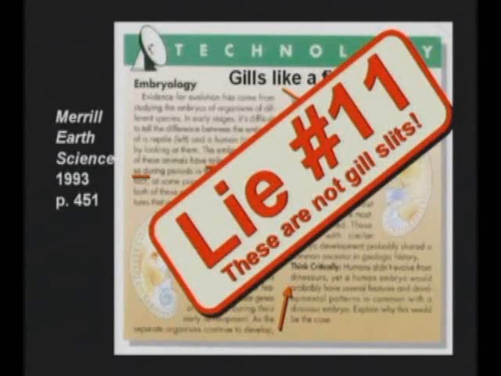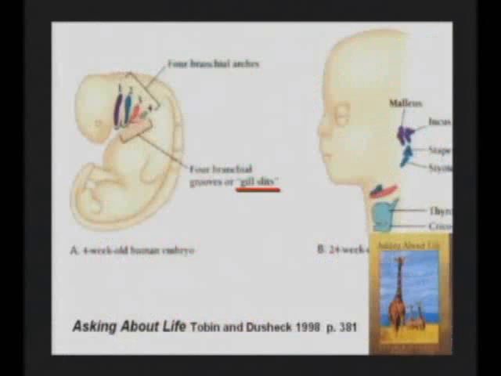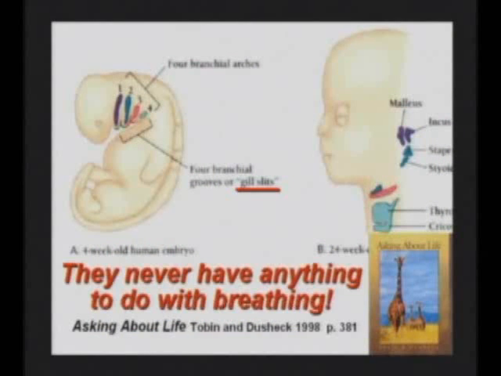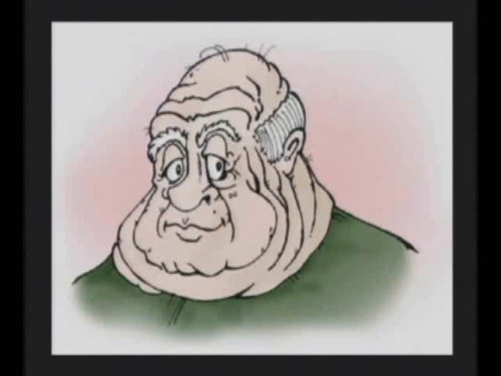Those little folds of skin you see on the embryo grow into bones in the ear and glands in the throat. They never have anything to do with breathing. My uncle had 5 or 6 chins and he couldn't breathe through any of them but the top one. Okay? Those are not gill slits.